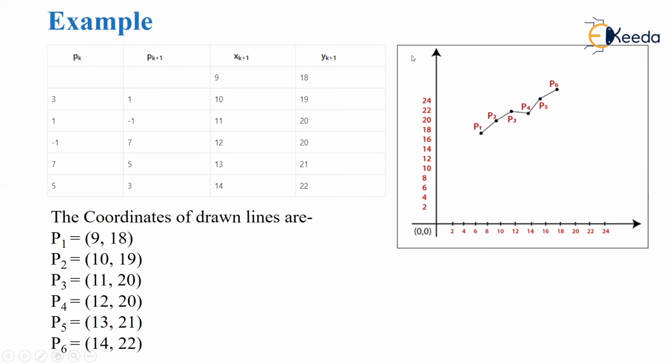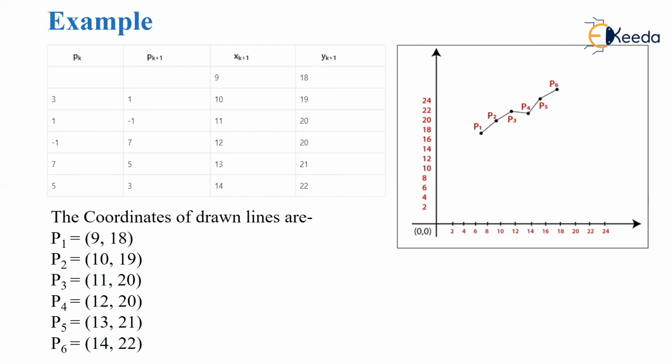Then we have to plot those values. Here we have plotted the points p1, p2, p3, p4, p5 and p6. In this way we will get all the points on the line, and we will get the actual true line with the help of Bresenham's line drawing algorithm.